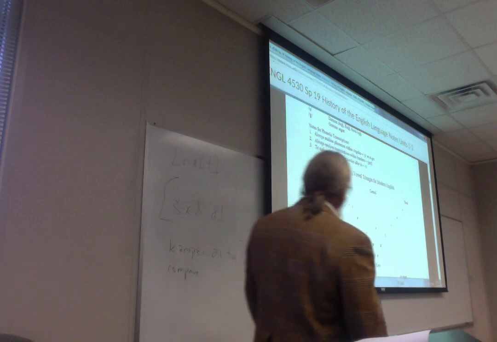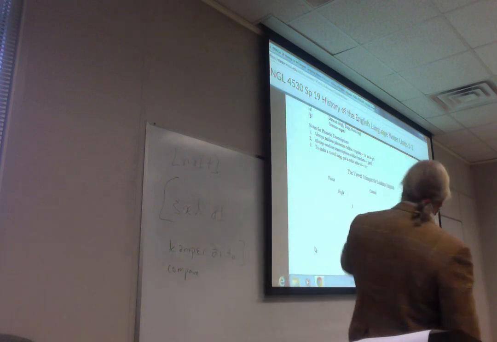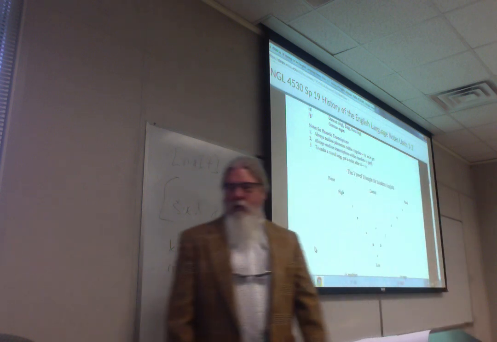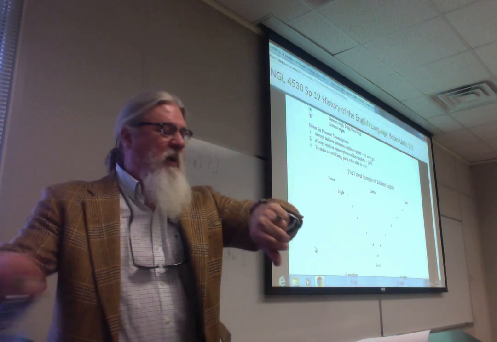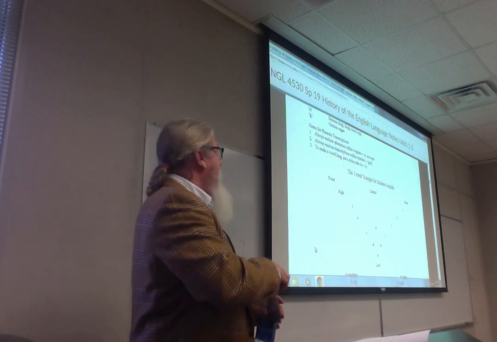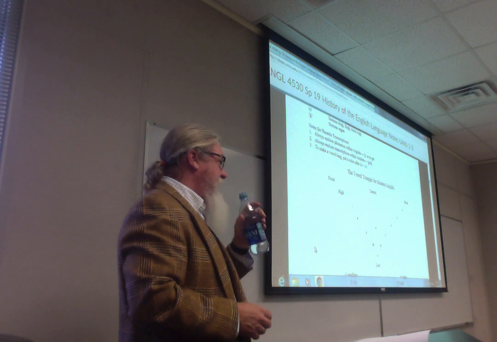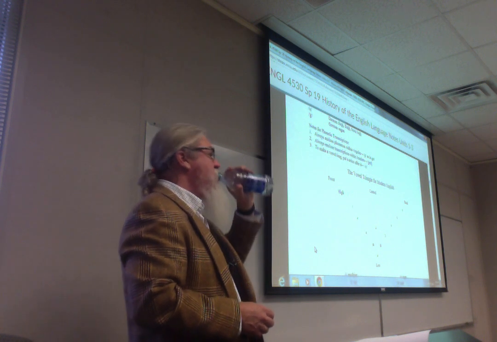Okay? Vowel triangle for modern English. What in the world are we talking about? What is a vowel triangle? This is where the vowels are made essentially in the mouth.